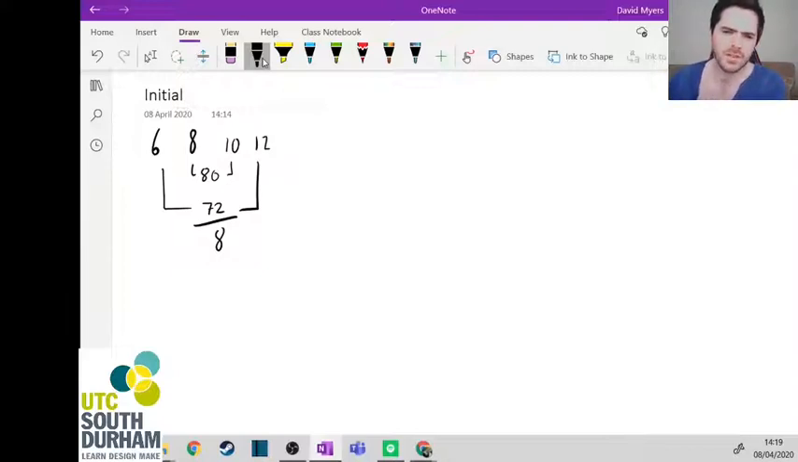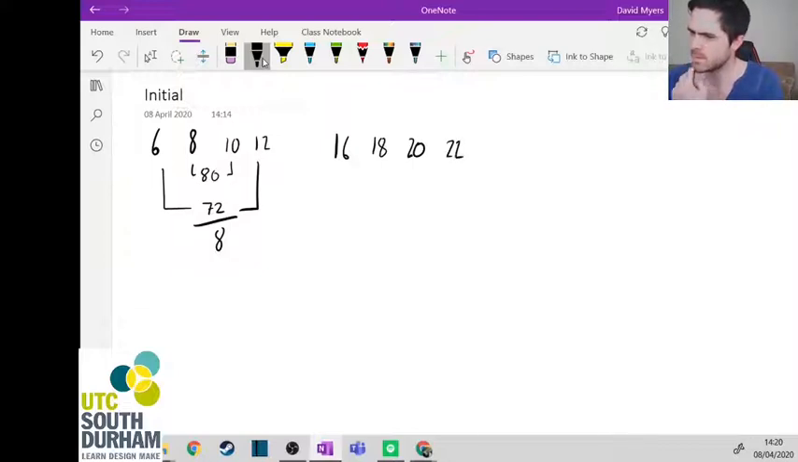So let's try a different set of numbers. Let's try something, let's go a bit bigger, shall we? Let's go with 16, 18, 20, and 22. Yep, just check that I've got those right. I can remember how to add 2. Easter holidays haven't taken too much away from us just yet.